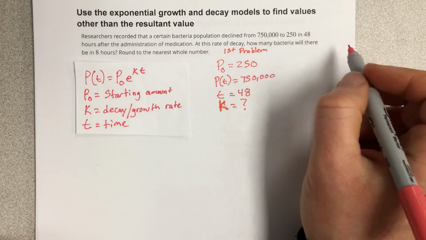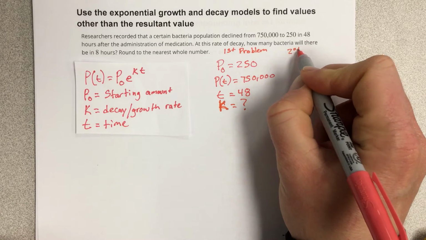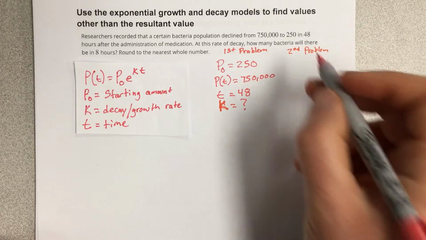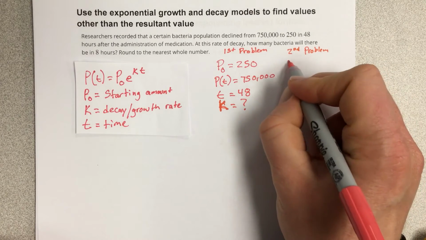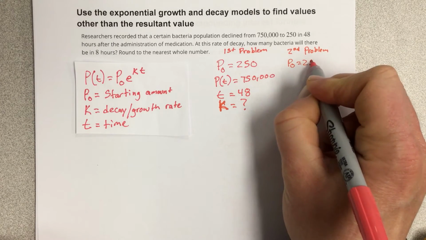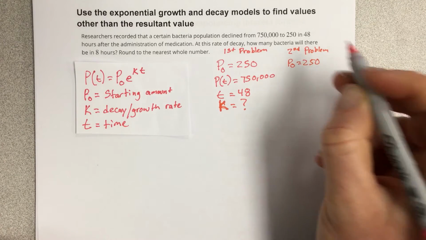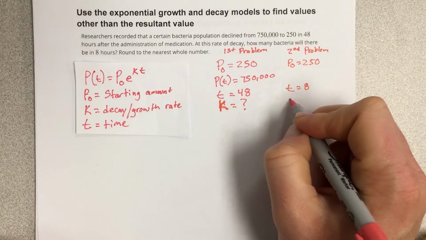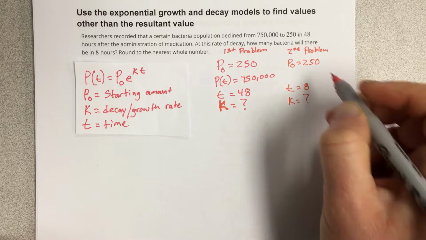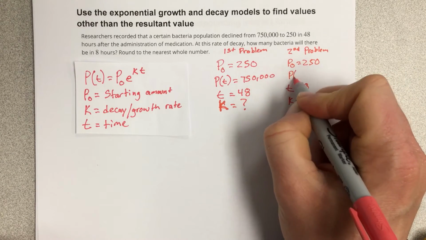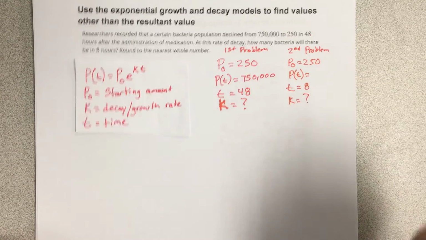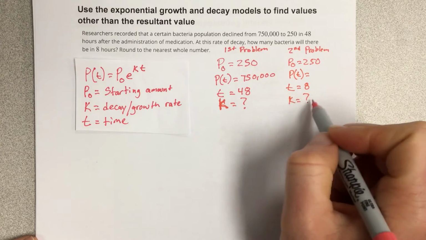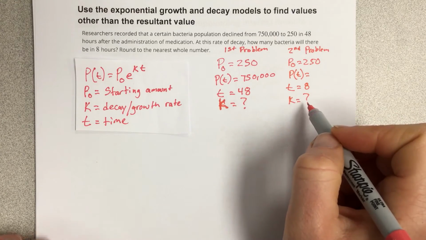For the second problem, we know that P of 0 is 250 because it'll still start at the same amount. And we know that the time is going to be 8 hours. But we don't know the K value, and we also don't know what P of T is, which they're going to ask us. So the first thing we need to do is solve for the K value, then use that K value in the second piece of the problem.